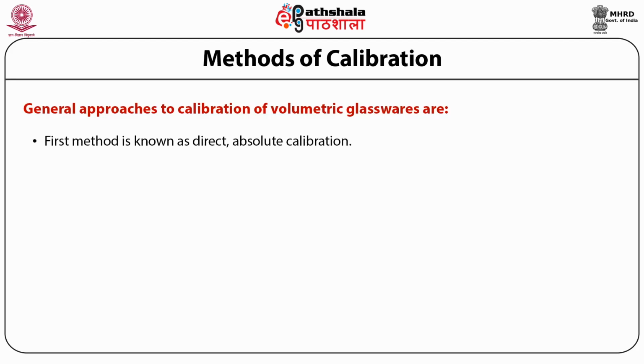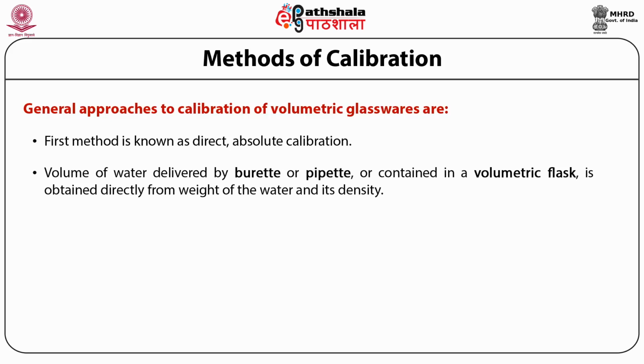The first method, which is designated as direct absolute calibration, is based upon the fact that the volume of water delivered by a burette or pipette, or contained in a volumetric flask, is obtained directly from the weight of the water and its density.